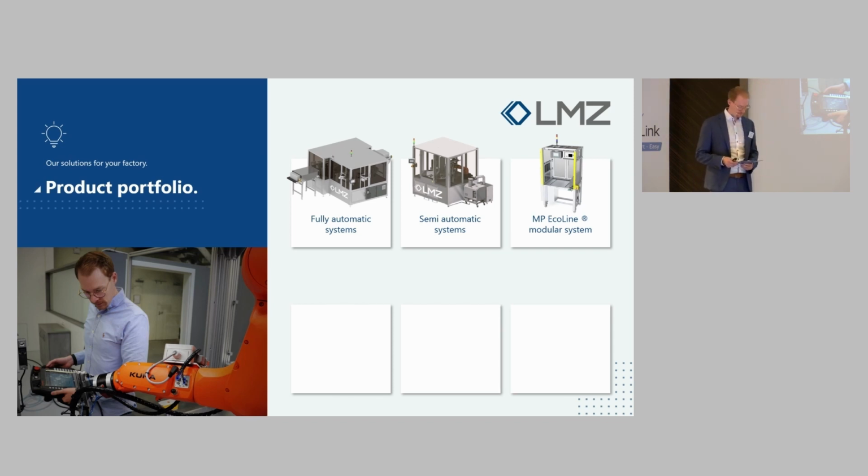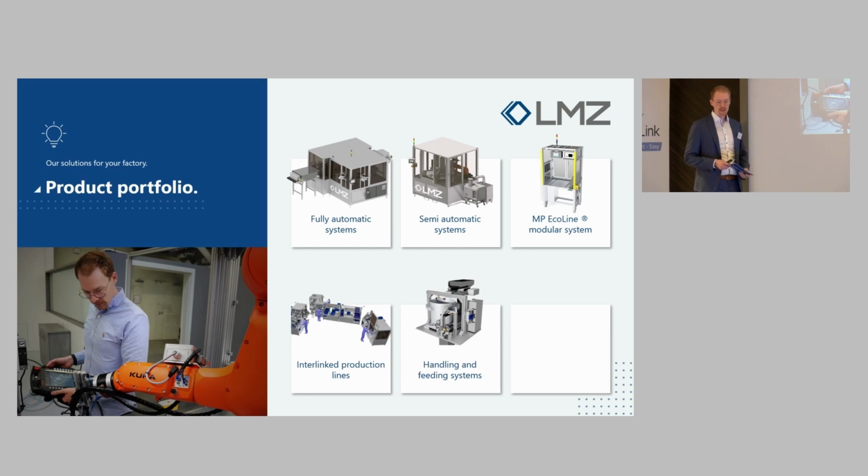to our system. We have the fully automatic and the semi-automatic systems, and these systems can be combined into interlinked production lines. There are several systems connected to each other. We use it when we have many parts or many process steps to do.